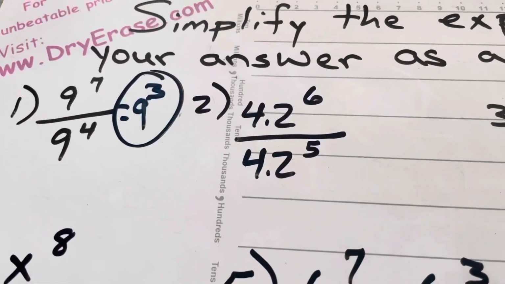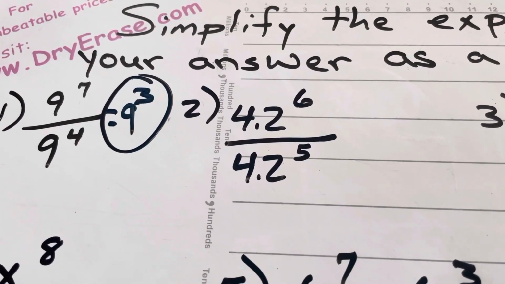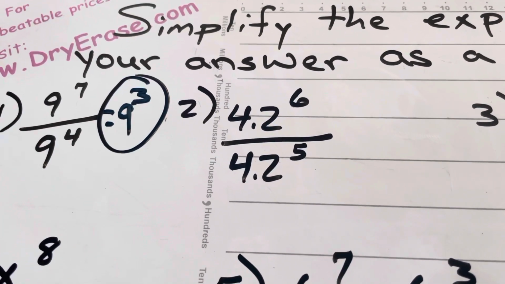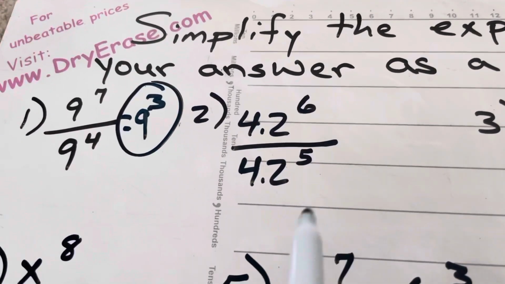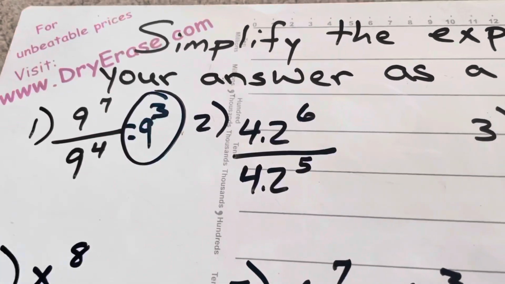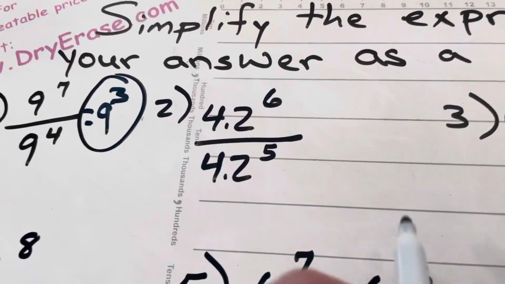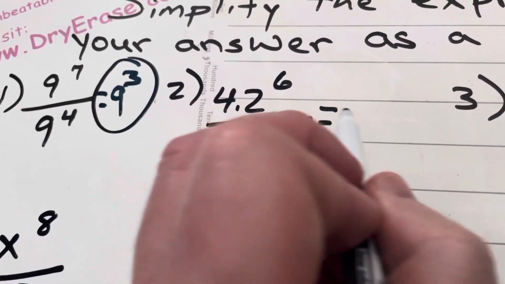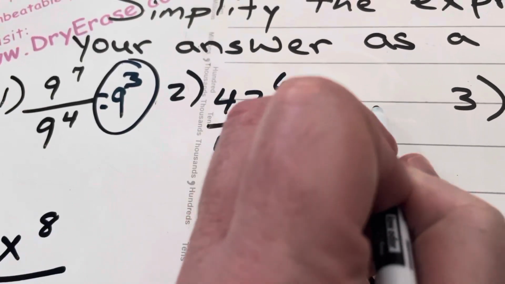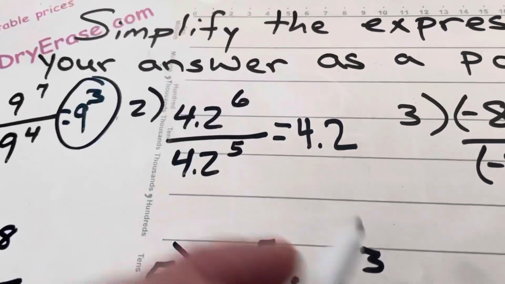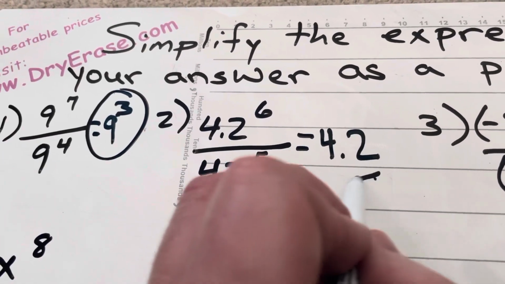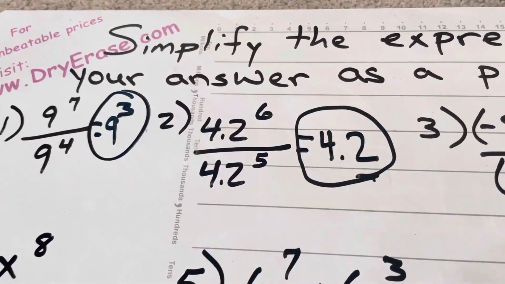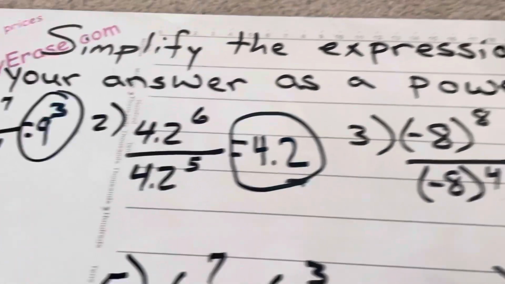4.2 to the power of 6 being divided by 4.2 to the power of 5. Well, we do 6 minus 5, and that's 1. Now, we typically will not use an exponent of 1. Sometimes you'll see it, but as a general rule, we don't do that. Whenever it's to the power of 1, it's just whatever the base number is. So instead of 4.2 to the power of 1, we're just going to write 4.2.